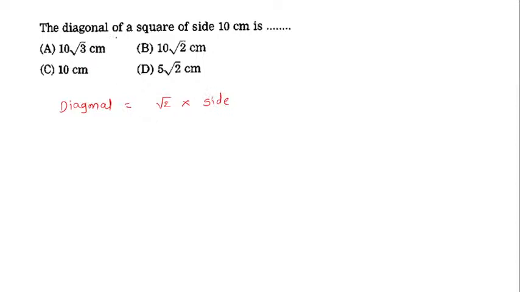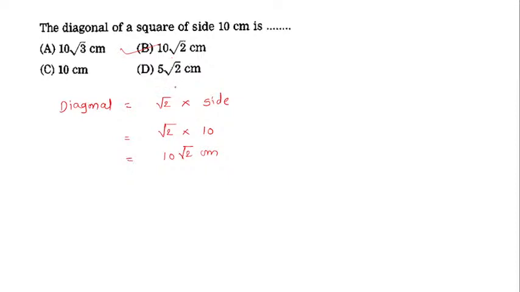So here the diagonal of a square of side 10 centimeter. So side is given to be 10 centimeter. So in this formula we should replace side by 10. It is root 2 into 10. So root 2 into 10, that means 10 root 2 centimeter. That would be the diagonal, which is given at option B. So option B is the correct alternative for this question.